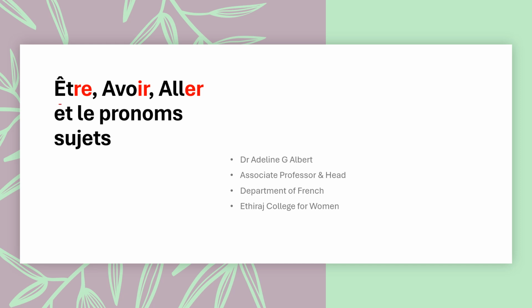It has a purpose, so just remember that this verb ends in re, this verb ends in ir, and this verb ends in er. So you have 3 different endings. Keep that in your mind: être, avoir, and aller. Apart from that, we'll look at also the subject pronouns. All right?